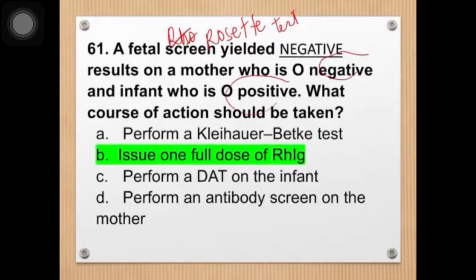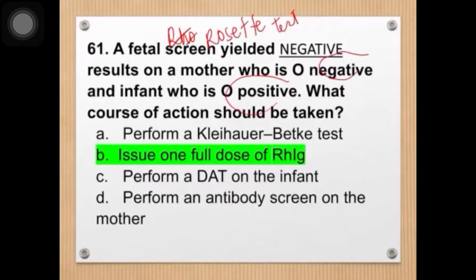Remember, pag Rh negative si mother, si baby Rh positive, magpo-perform muna ng Rosette test. Kapag nag-positive, Kleihauer-Betke or flow cytometry, para makapag-compute po tayo ng number ng RhoGAM vials. Pero kapag negative ang Rosette test, standard practice po na magbigay pa rin ng isang vial ng RhoGAM. Kasi ang question po dito, yung sensitivity ng Rosette. So, magbibigay pa rin po kahit negative ang Rosette ng isang vial ng RhoGAM. Correct answer is 61, letter B.